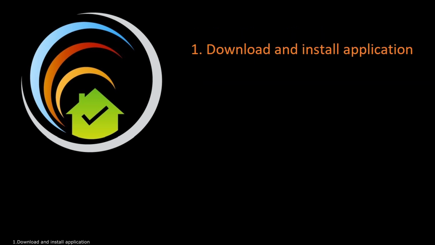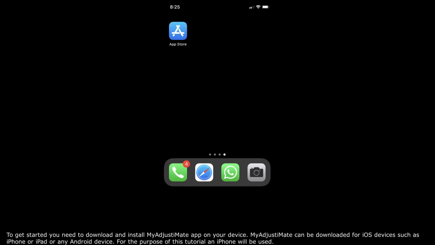1. Download and install the application. To get started, you need to download and install the MyAdjustimate app on your device. MyAdjustimate can be downloaded for iOS devices such as an iPhone or iPad or any Android device. For the purpose of this tutorial, an iPhone will be used.